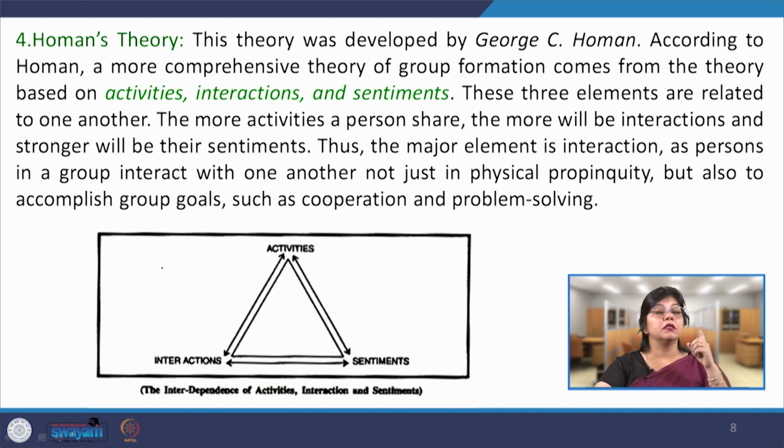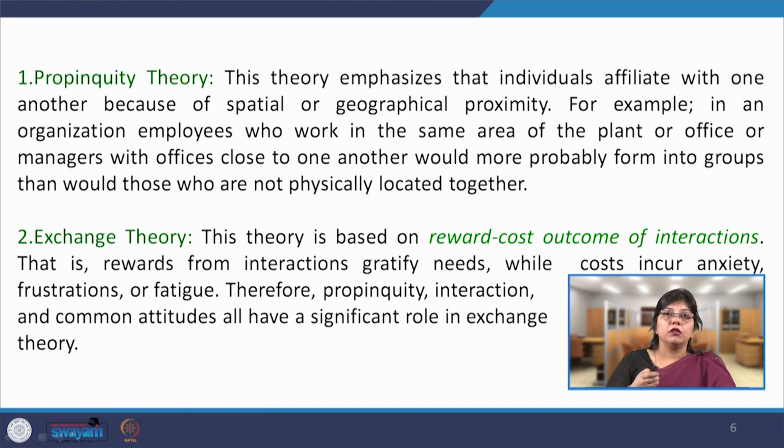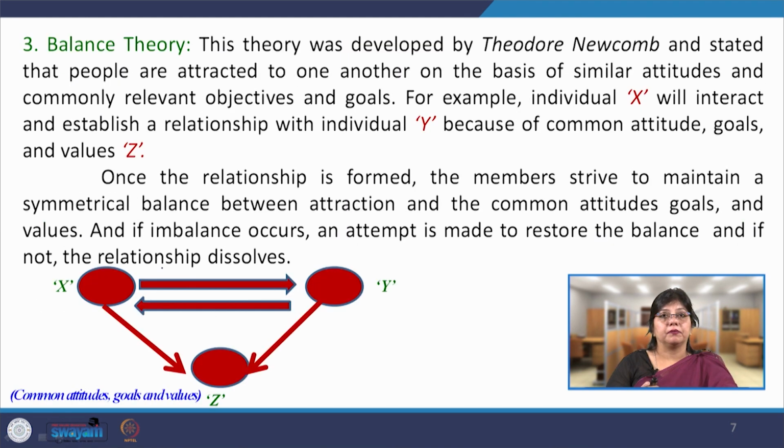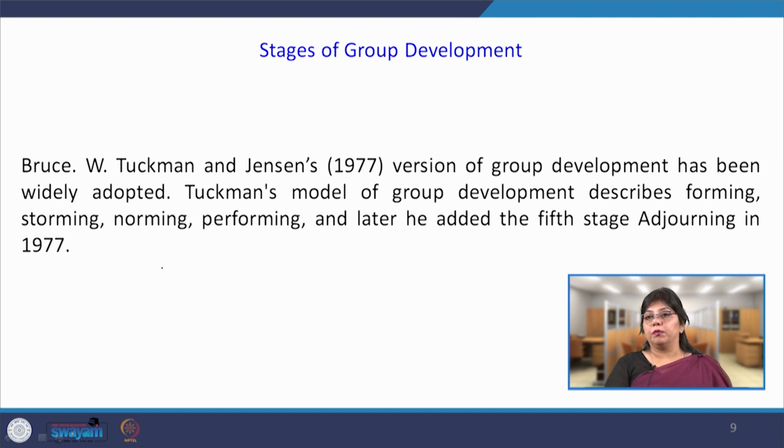This fosters interaction and ultimately leads to sentiments, where people tend to resolve their own sentiments or understand the sentiments of the other members, and they tend to maintain that equilibrium. So, this is the notion of Homans's theory, why people join groups based on three elements: activities, interaction and sentiments. According to social psychologists, they have formalized these reasons based on theoretical foundations: propinquity theory, exchange theory, balance theory and Homans's theory. Okay. Next comes stages of group development.